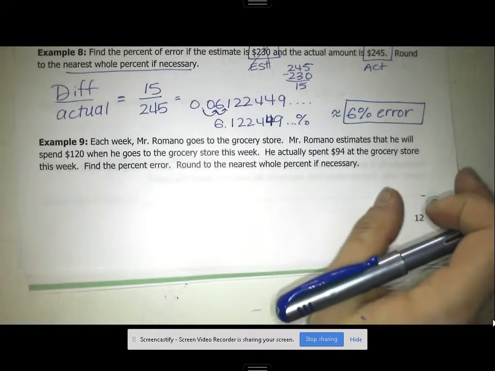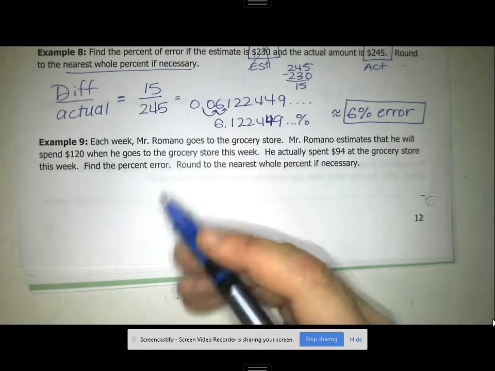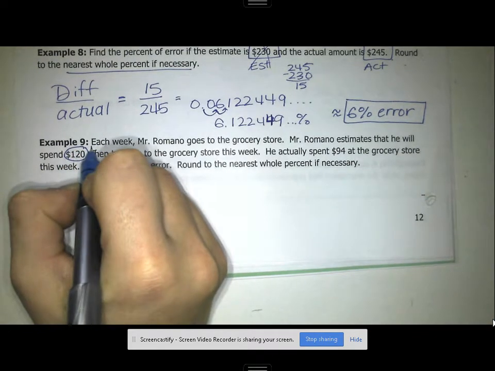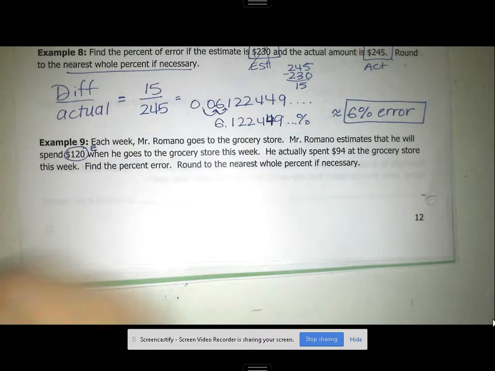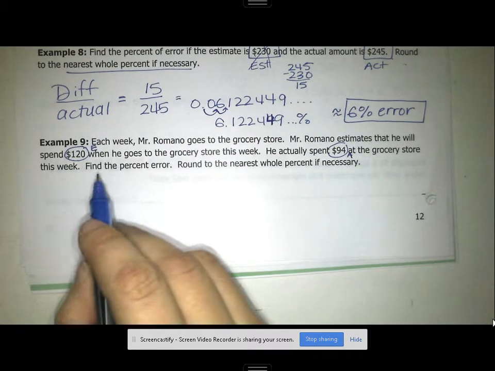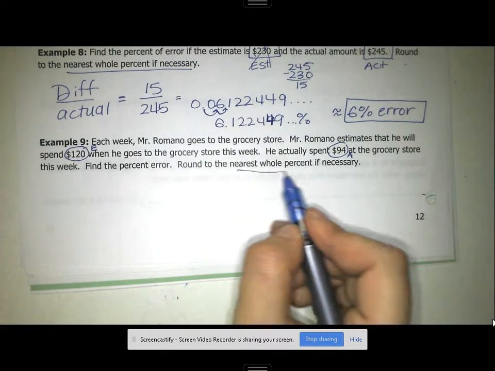Okay, last one. Each week, Mr. Romano goes to the grocery store. Mr. Romano estimates that he'll spend 120. There's your estimate. When he goes to the grocery store, he actually spent 94. There's your actual at the grocery store. Find the percent error, round to the nearest whole percent if necessary.